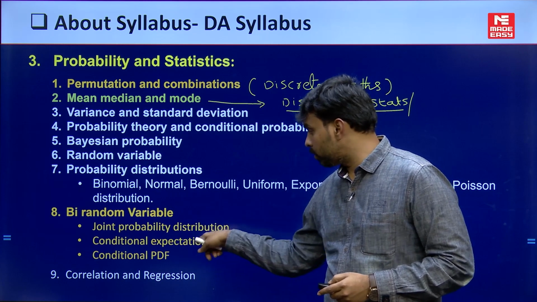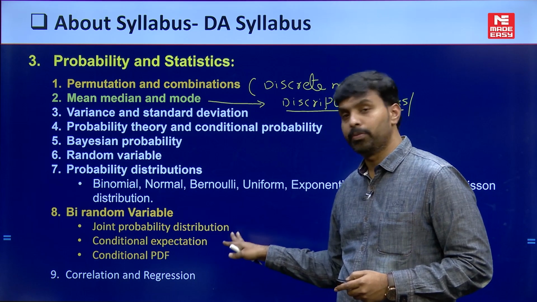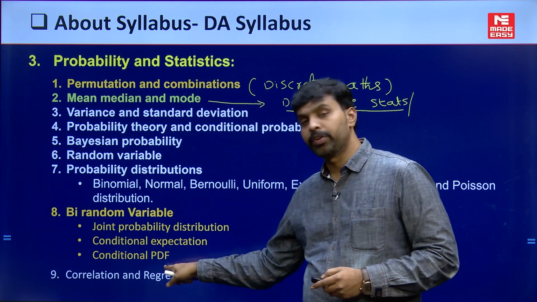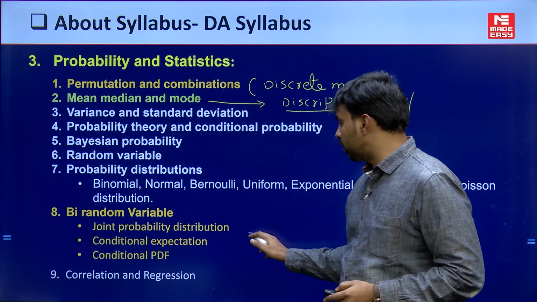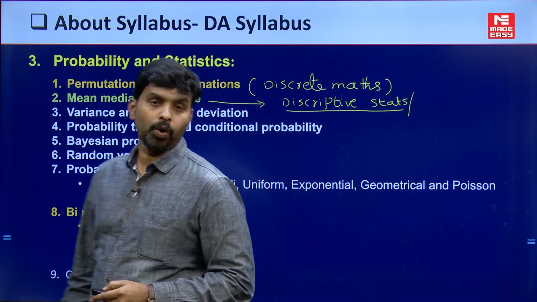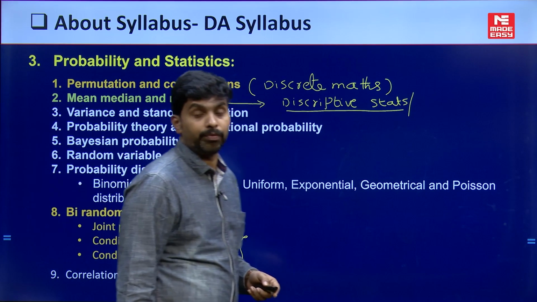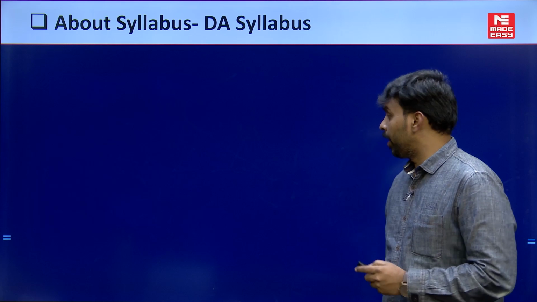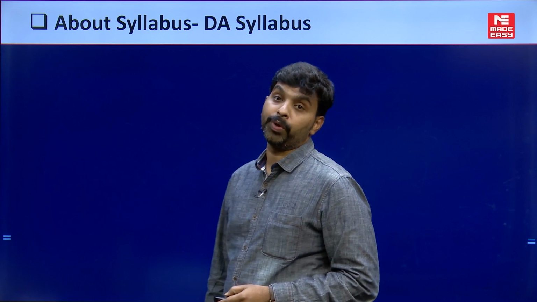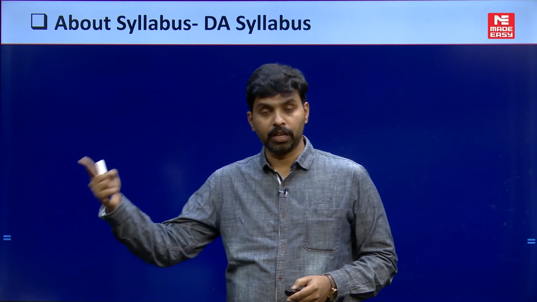Now you need to concentrate on joint probability distributions, conditional probability distribution, conditional expectation, conditional PDF. This area is very important, and generally you don't do it in other papers. So this is one extra topic you need to prepare comparatively. Now the correlation and regression, which I told you, is very important for understanding machine learning algorithms and machine learning concepts.